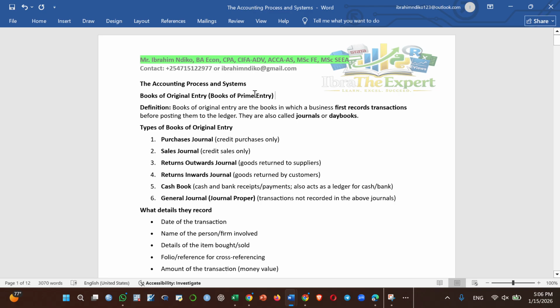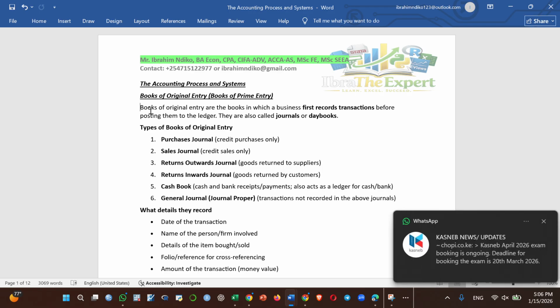So today we are going to talk about the accounting process and systems. When we talk about the accounting process and the system, in our previous class we talked about what bookkeeping is, the meaning of bookkeeping. We also talked about the accounting cycle or the phases of accounting. So all those items we have already covered.